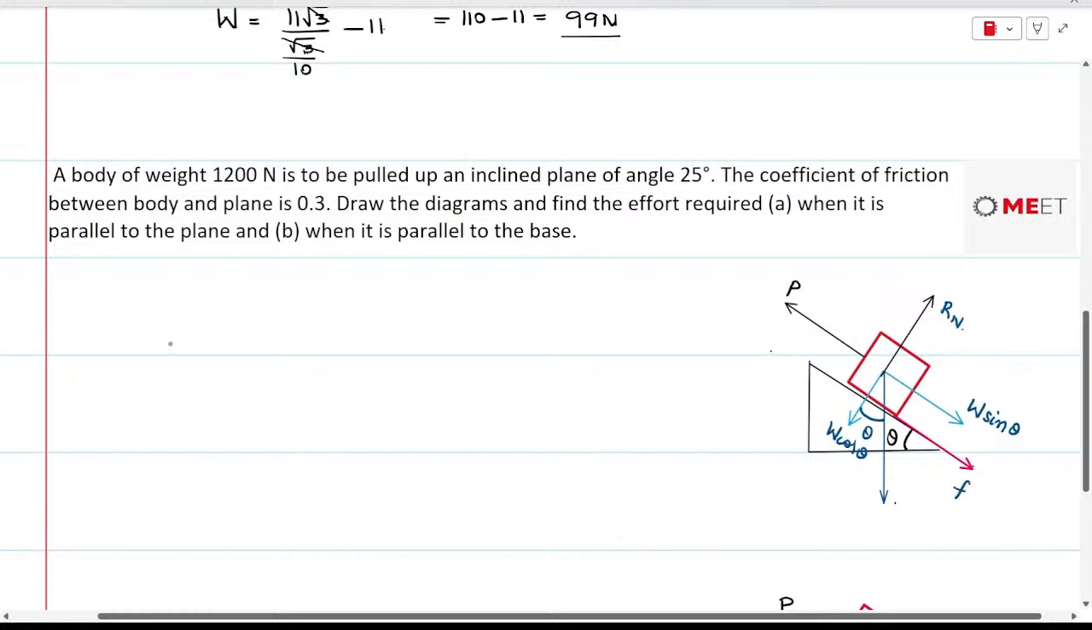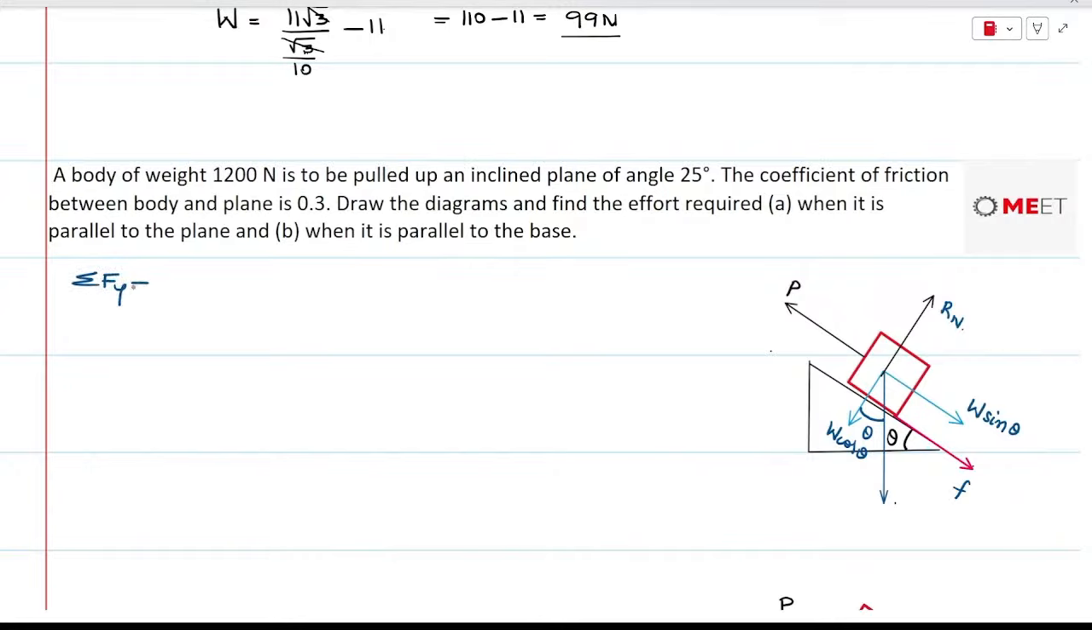Now, if we take the equilibrium of forces in the y direction, sigma Fy equal to 0, that is Rn minus W cos theta is equal to 0. So Rn will be equal to 1200 into cos 25 degrees.